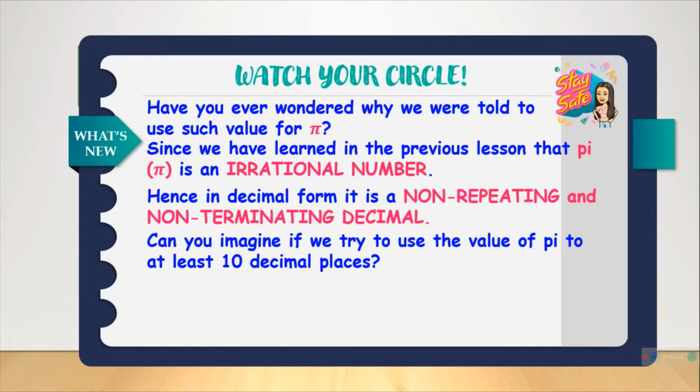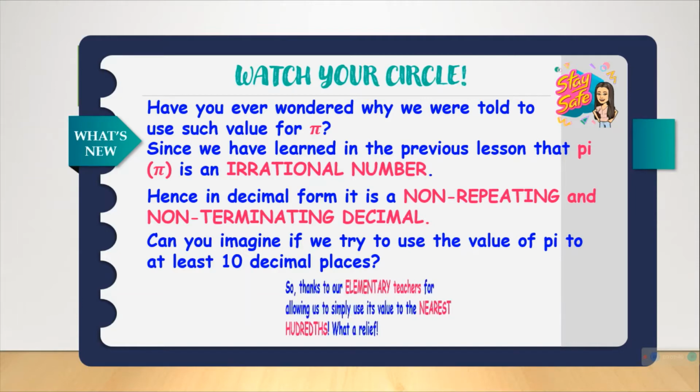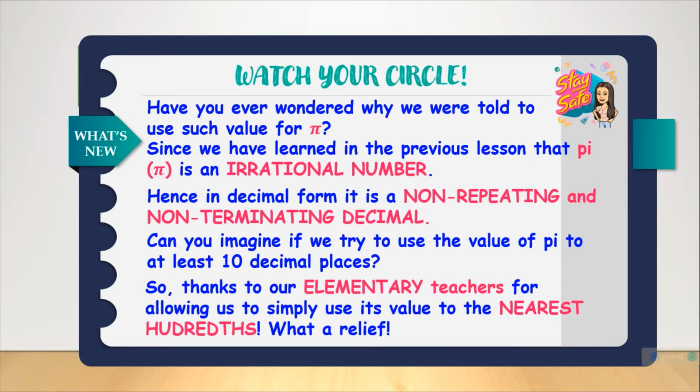It became 3.14 because it was rounded off to the nearest hundredths. Can you imagine if we tried to use the value of pi to at least 10 decimal places? It would be very hard for us to compute the area of a circle because there are so many decimal places. So, thanks to our elementary teachers for allowing us to simply use its value to the nearest hundredths.